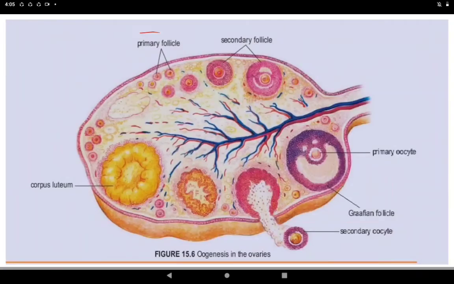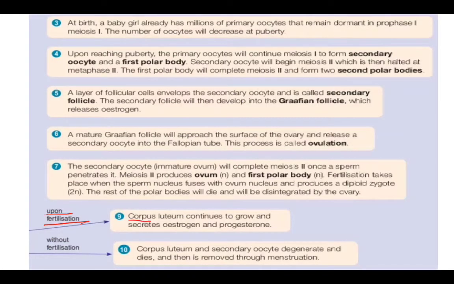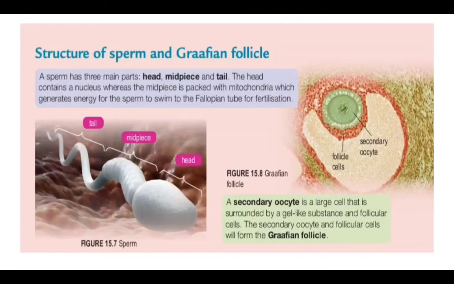Okay, this one is the primary follicle, secondary follicle. And then this is the primary oocyte, Graafian follicle, secondary oocyte, and this one is the corpus luteum. Upon fertilization, the corpus luteum continues to grow and secrete estrogen and progesterone. But if fertilization did not occur, the corpus luteum and the secondary oocyte will degenerate and die, and then be removed through menstruation.